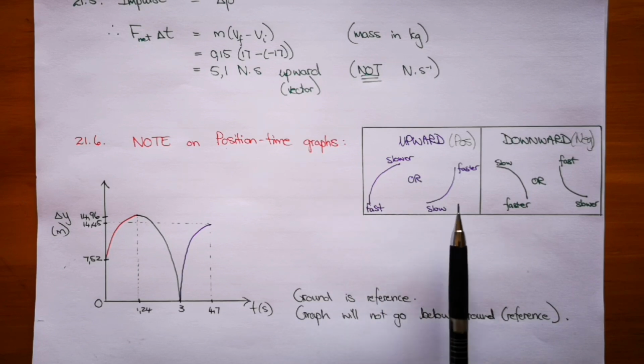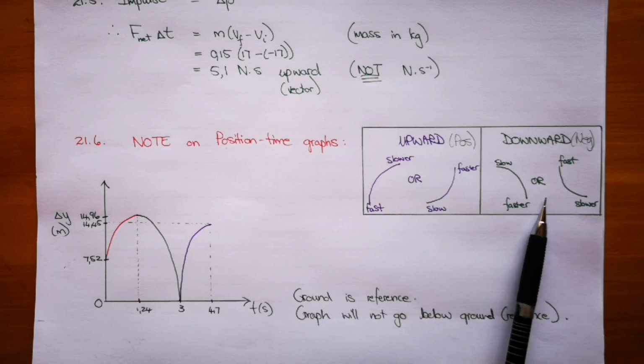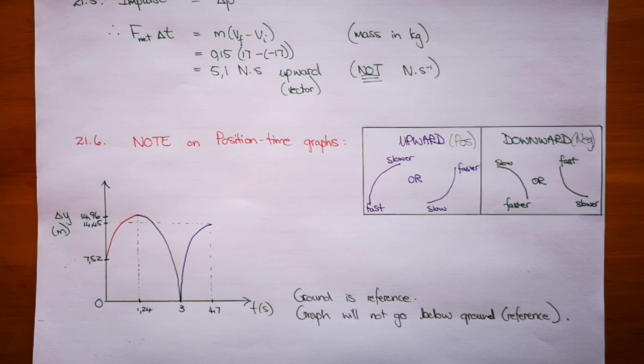So all you need to remember are these four graphs. These two, in this case, are for the positive direction, which is upwards, and these two are for the negative direction, which is downwards. If we take down as positive, then they will swap around. But I will try to do an example for you guys with taking down as positive and a position time graph. It is much easier to draw a position time graph when you take up as positive and down as negative.